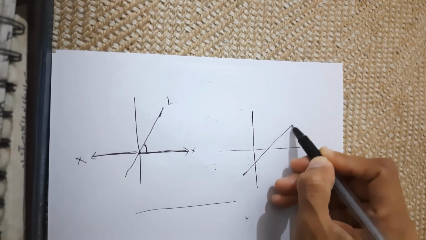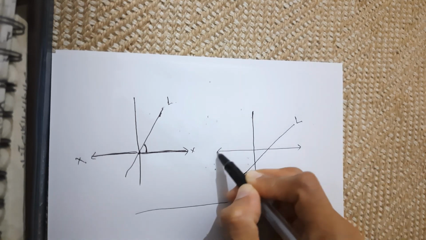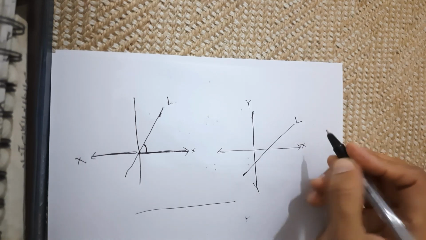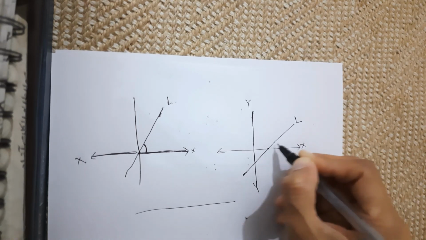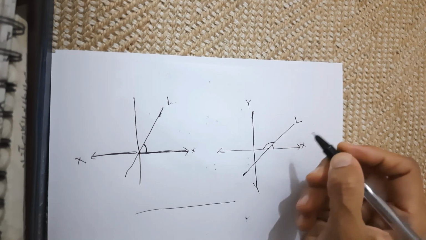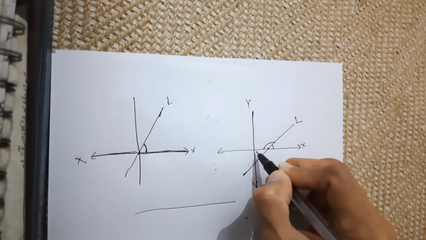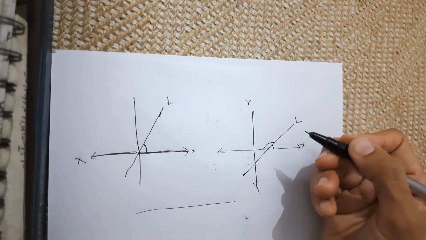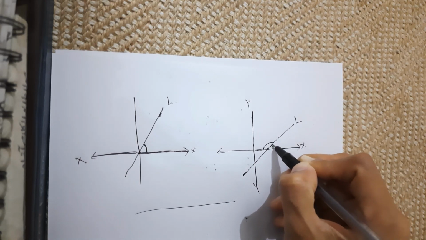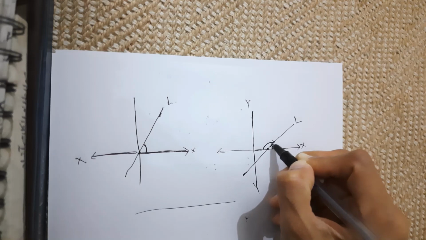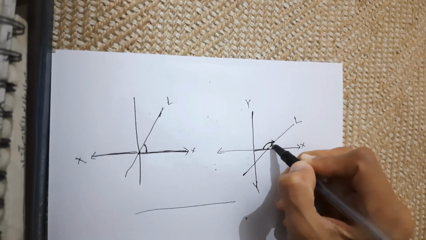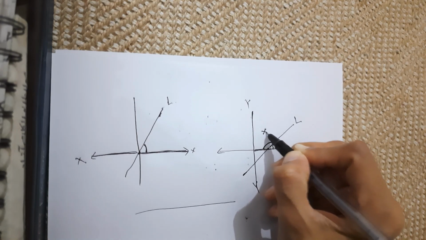So suppose I have a line like this, L, x-axis, y-axis. Now I can measure this line cutting the x-axis at two angles, this one and this one. I want to measure this angle from the positive x-axis. I can measure it in this way, or from this to this, which is also the positive x-axis, but this is the clockwise direction, which is not our definition.